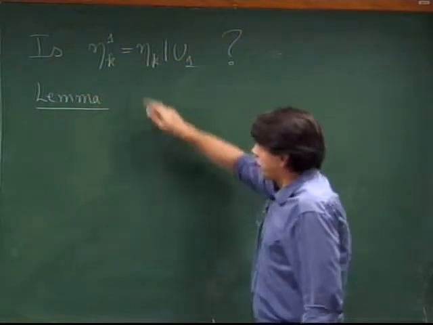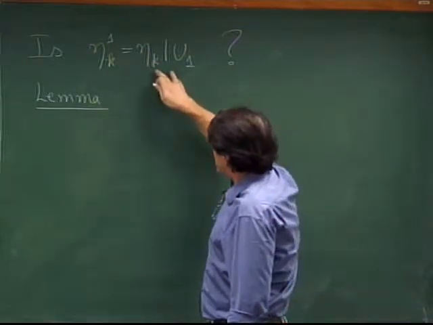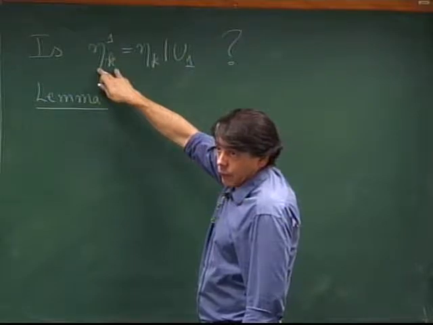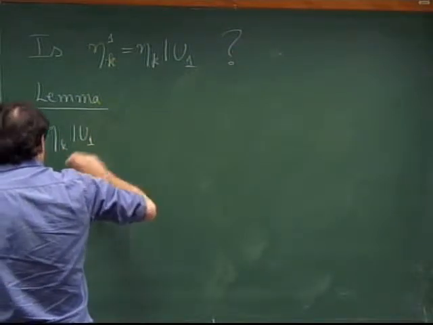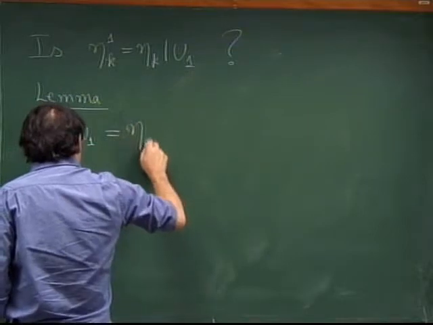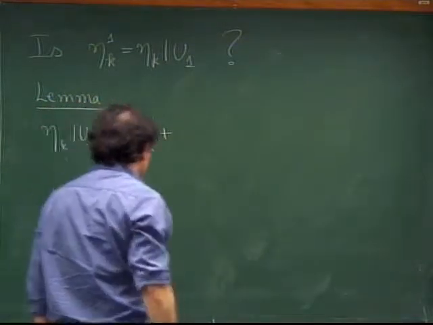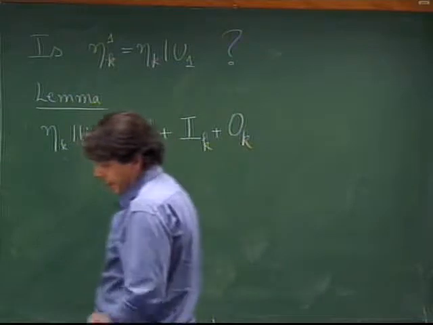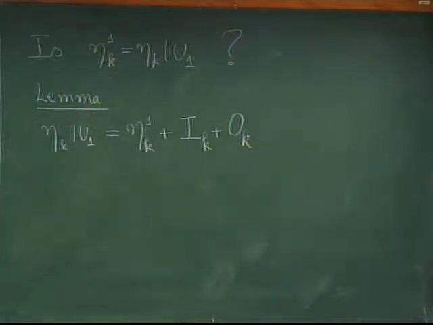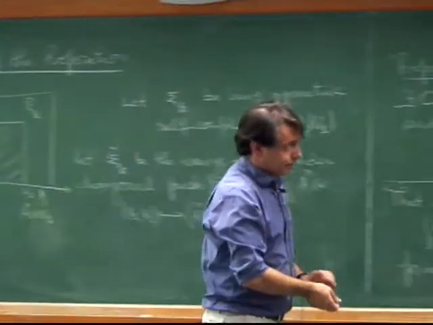The lemma says that the answer is no. That this measure here is bigger than this one, and the lemma tells you what the difference is. So the lemma says eta k restricted to U1 is equal to eta k1 plus ik plus ok. The nice thing about this lemma is that it tells us exactly what the difference is. The reason these measures are denoted I and O is because one corresponds to a motion towards the inside of the domain, and the other one is towards the outside.